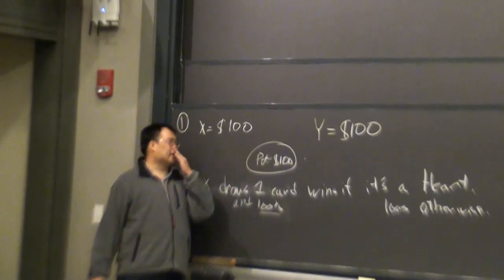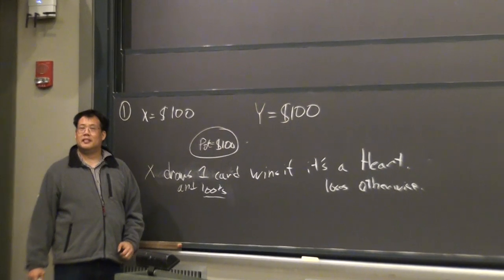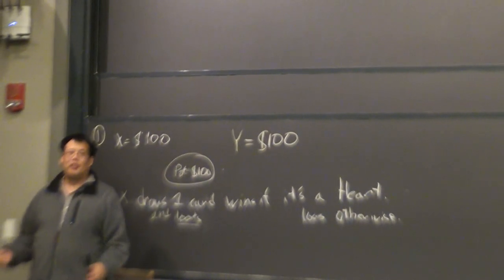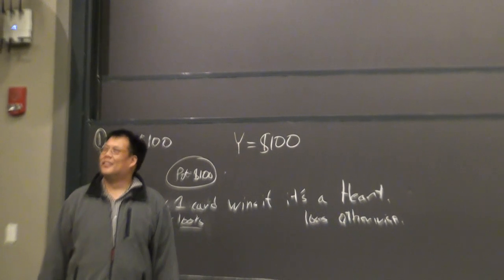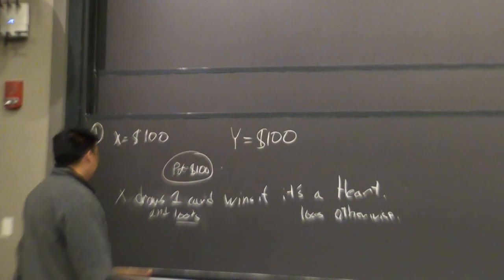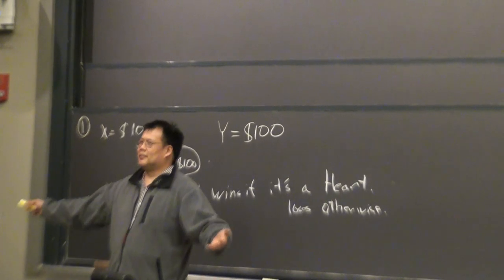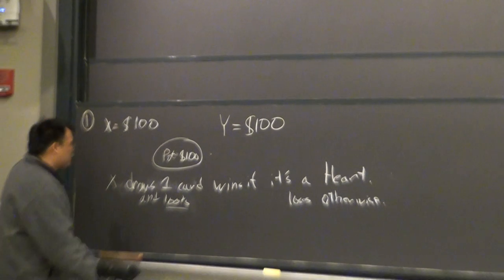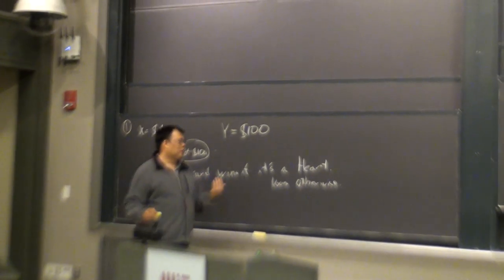Let's talk about X. Should X bet? When should X bet? All the time. All the time? Let's look at the possibilities. If X gets a heart, should X bet? Yes. X should bet when he gets a heart because he knows he's going to win. He's just trying to extract money. Should he bluff?